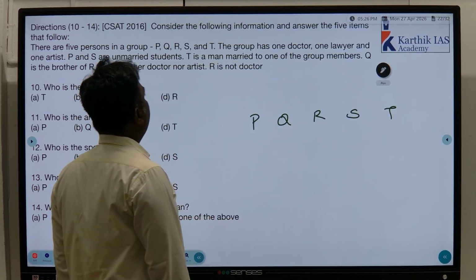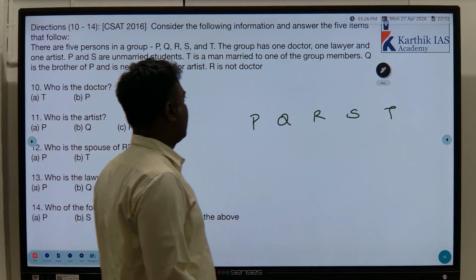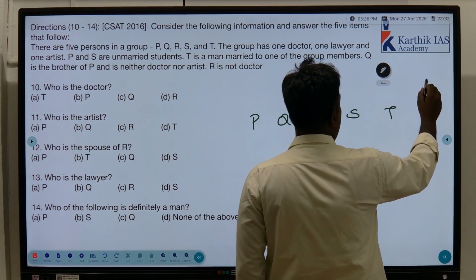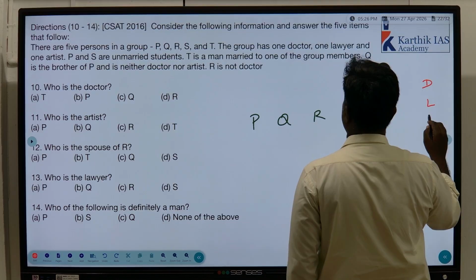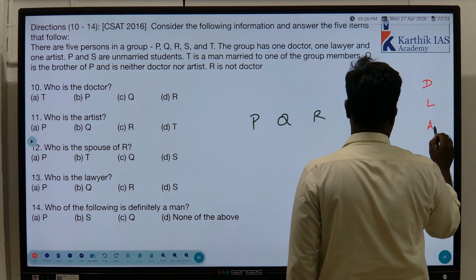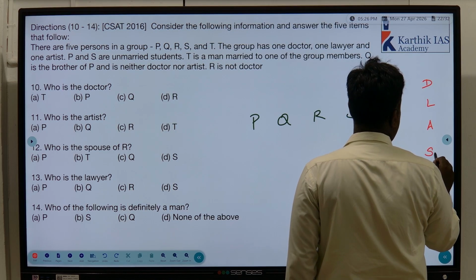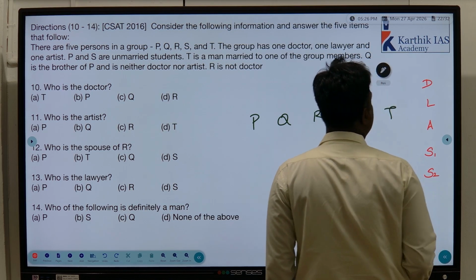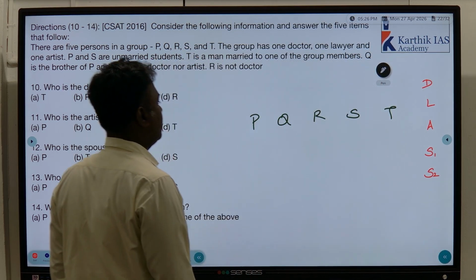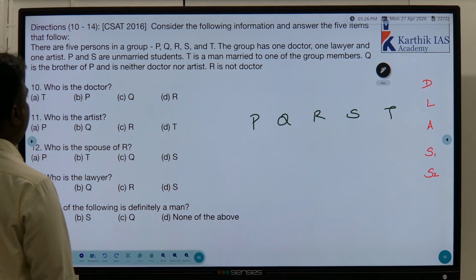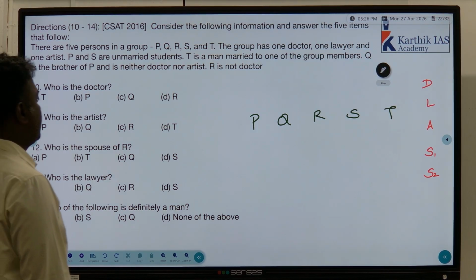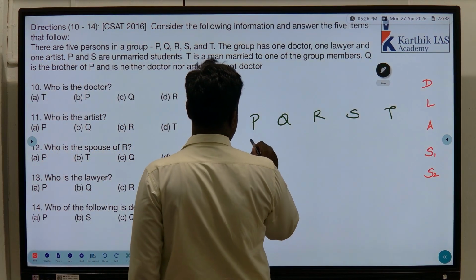And then 5 professions they mentioned. One is doctor. Okay, professions: doctor, lawyer, artist, students. Student 1, student 2. Understand? Doctor, lawyer, artist, son 1 and son 2. Okay, P and S are students, they mentioned. He is a student.